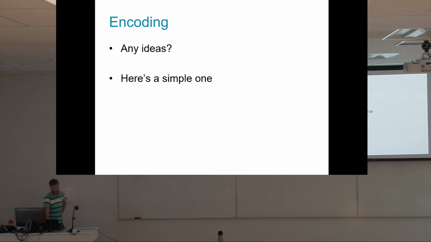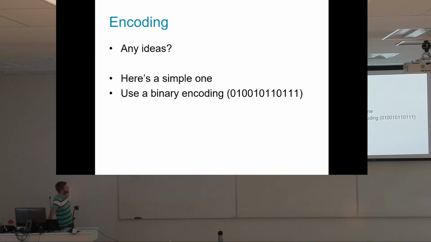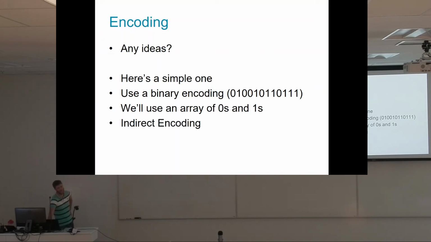So, encoding. Here's one, binary encoding, like we were talking about yesterday. We'll use an array of zeros and ones. It's a little bit more of an indirect encoding. I mean, zeros and ones can still mean the number, but it's definitely further away from a number than the integer 17. It's still relatively close, but there's a bit of a gap there. We have to come up with a clever decoding strategy.